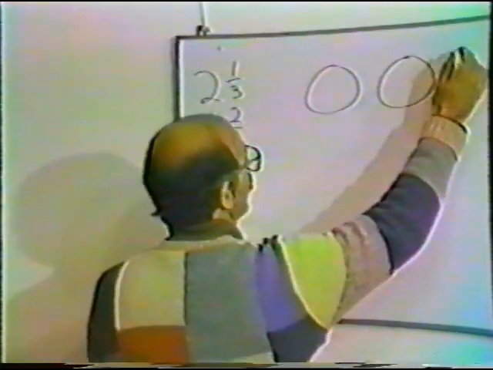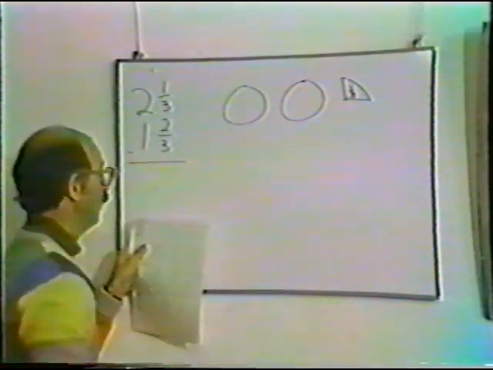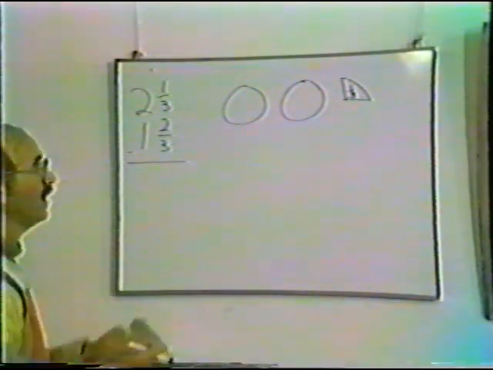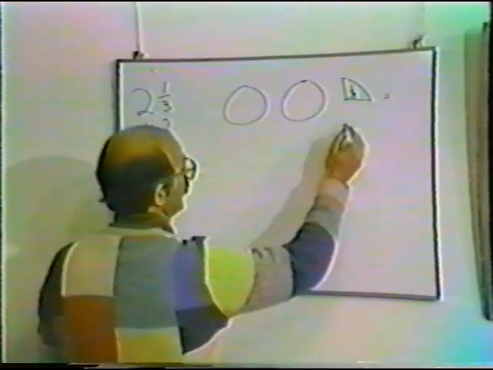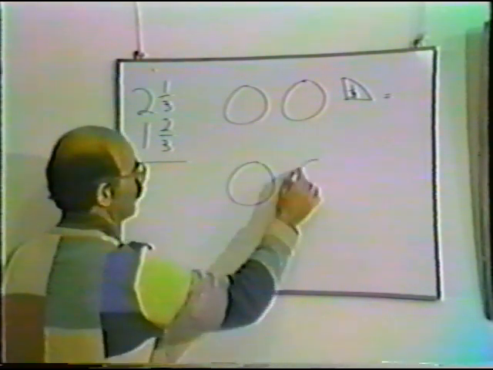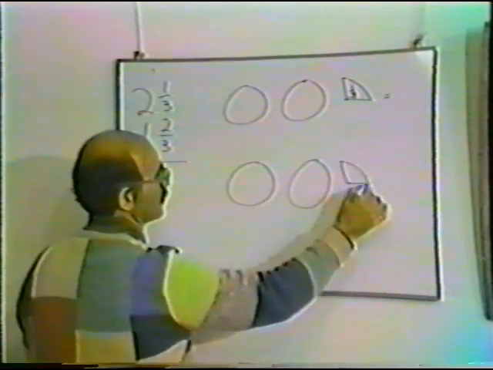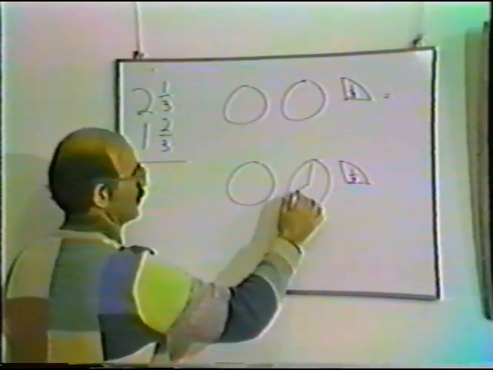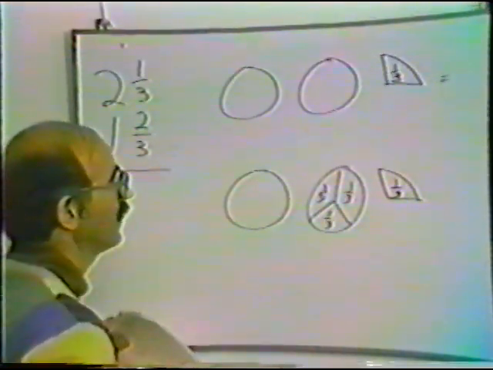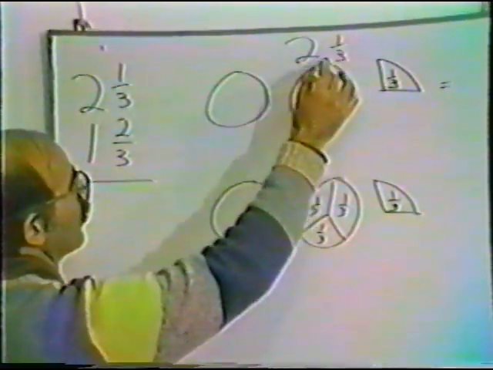2 and 1/3. Well, we need some more thirds. We have to cut up one of our pies. We started with 2 and 1/3, but we are going to take one of those pies and cut it into what kind of pieces? Thirds. 1/3, 1/3, 1/3. Here we had 2 and 1/3.